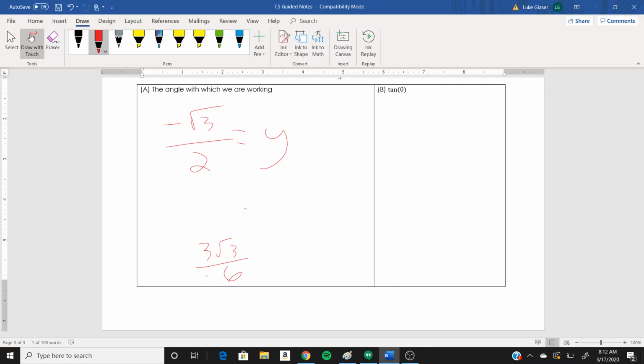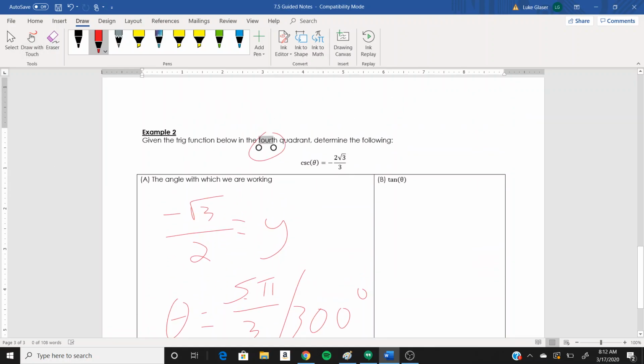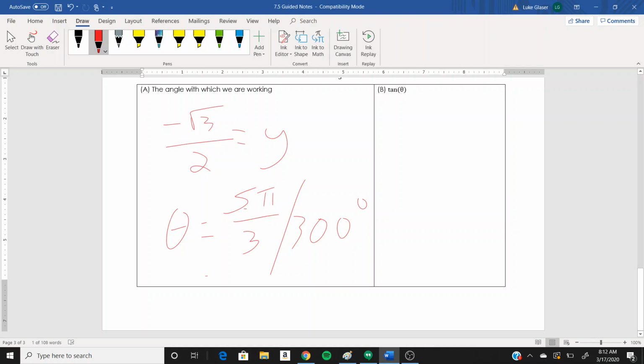So if we look at our unit circle in the 4th quadrant, where do we have a y value that is -root 3 over 2? Go ahead and look at your unit circle. Try to find that yourself. Where do we have -root 3 over 2 in the 4th quadrant? Well, that happens at theta equals 5 pi over 3, or 300 degrees. So, given cosecant, we set that equal to 1 over y, and we solved for y, and that told us what angle we were working with.